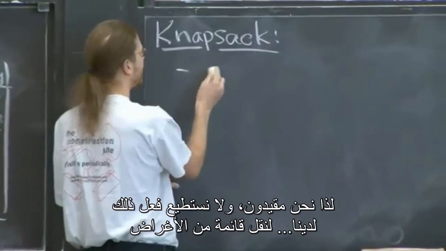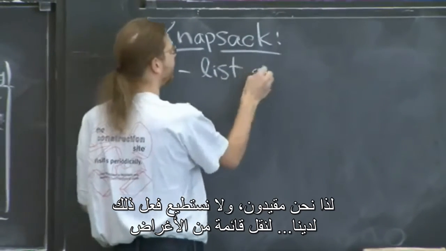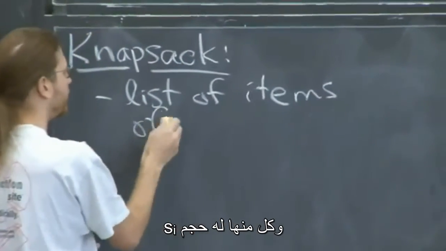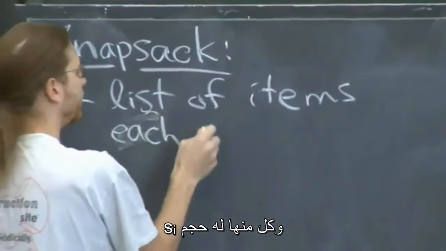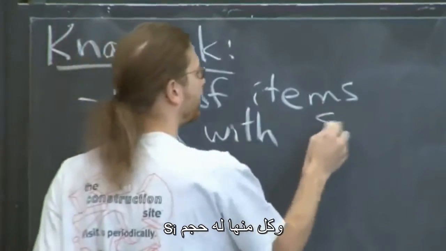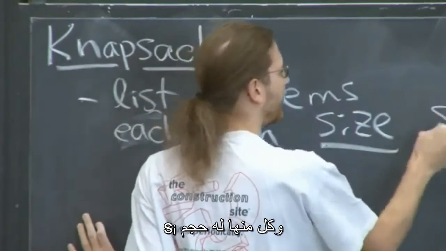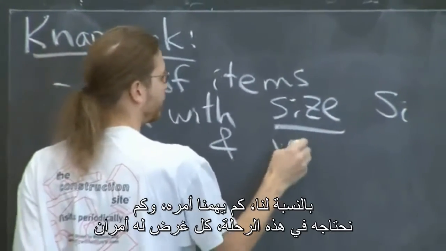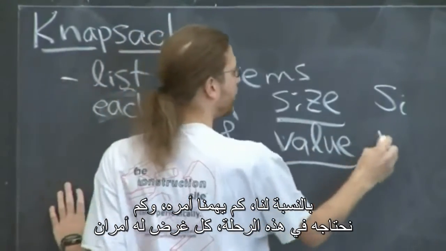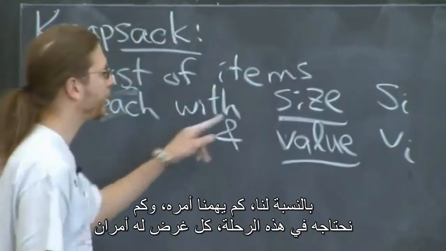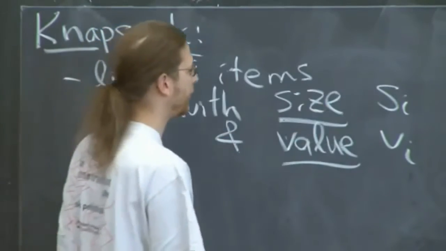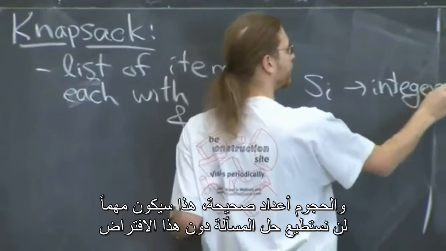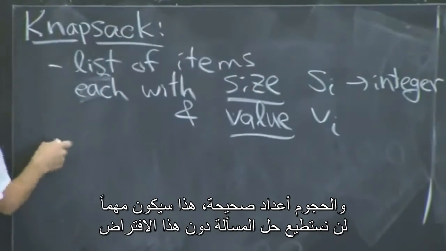So you have, let's say, a list of items. And each of them has a size, s_i, and has a desire, a value to you, how much you care about it, how much you need it on this trip. Okay, each item has two things. And the sizes are integers. This is going to be important. Won't work without that assumption.